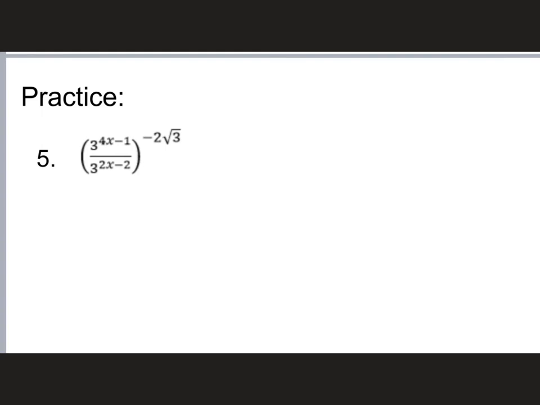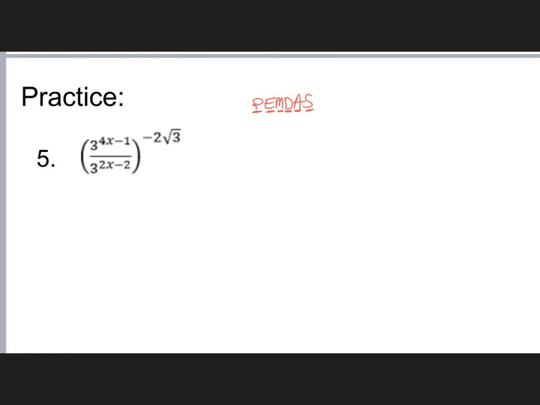And then finally, number 5, which is probably the trickiest one out of the group, we have 3 to the 4x minus 1 over 3 to the 2x minus 2, and that whole thing is being raised to the negative 2 root 3 power. So usually when I deal with these types of problems that look a little more difficult to handle because there's a lot going on, I like to refer back to my order of operations. Please excuse my dear Aunt Sally. So remember, I do parentheses first, then exponents, then multiplication, then division, then addition, finally subtraction.